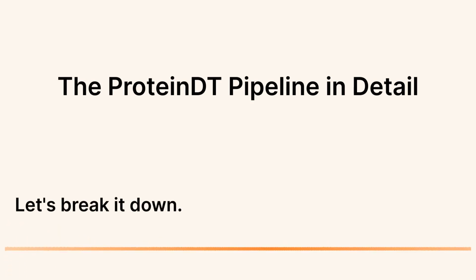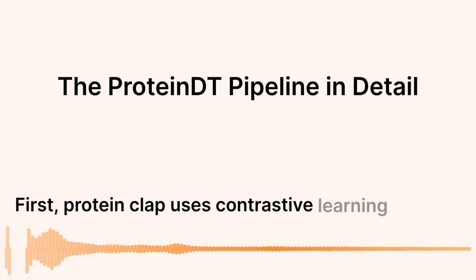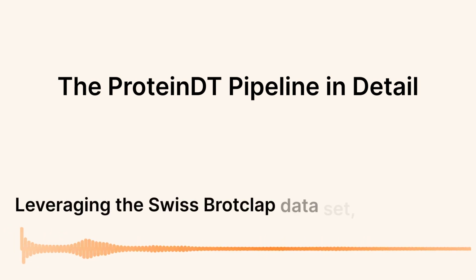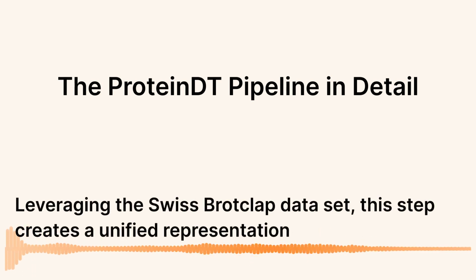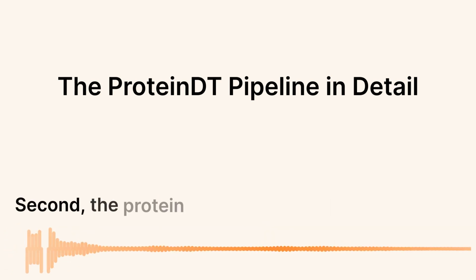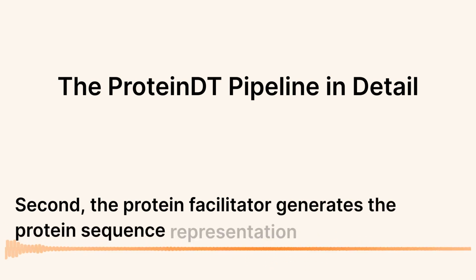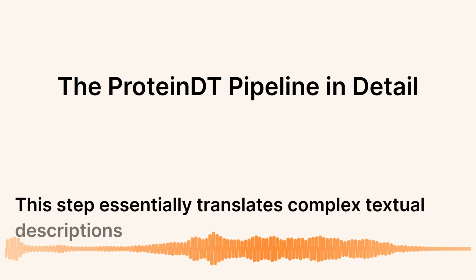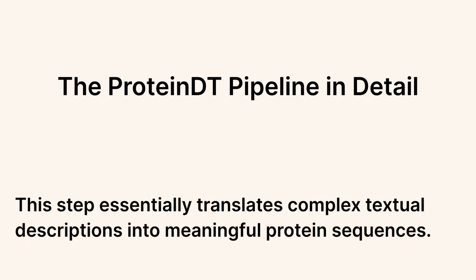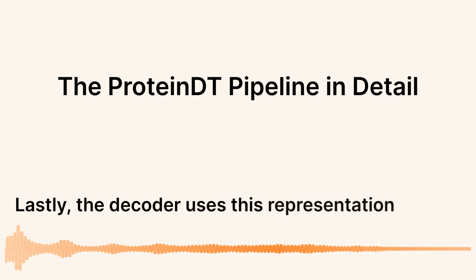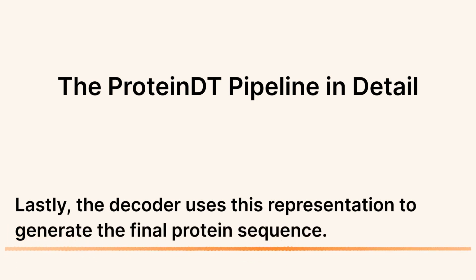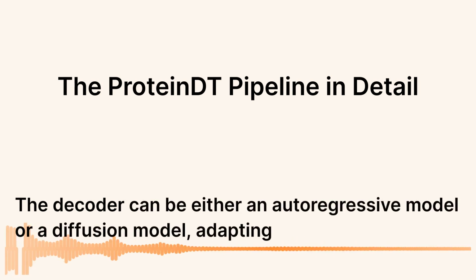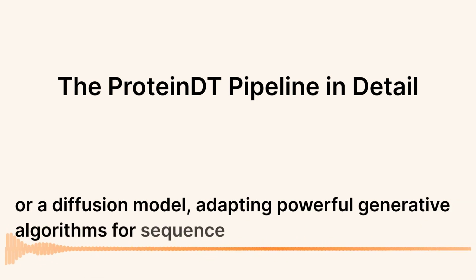Let's break it down. First, ProteinCLAP uses contrastive learning to align text and protein sequence representations. Leveraging the SwissProtCLAP dataset, this step creates a unified representation space. Second, the protein facilitator generates the protein sequence representation from the text. This step essentially translates complex textual descriptions into meaningful protein sequences. Lastly, the decoder uses this representation to generate the final protein sequence. The decoder can be either an autoregressive model or a diffusion model, adapting powerful generative algorithms for sequence data.